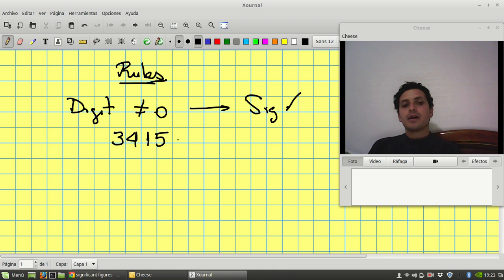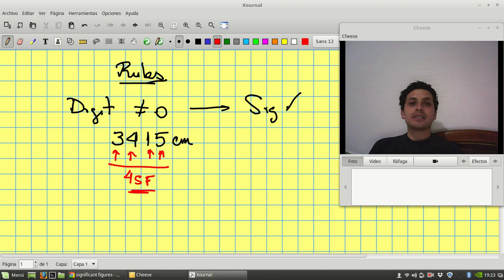So for example, 3,415 centimeters. According to this, these digits are different than 0, therefore they are significant, so this number has 4 significant figures. That's the first rule. Easy peasy.